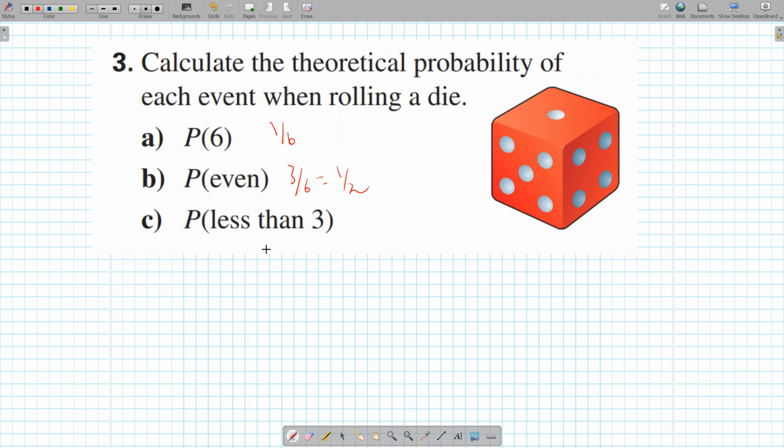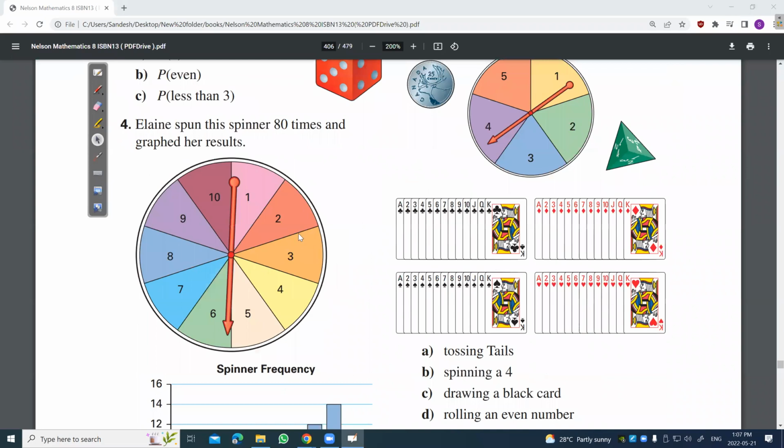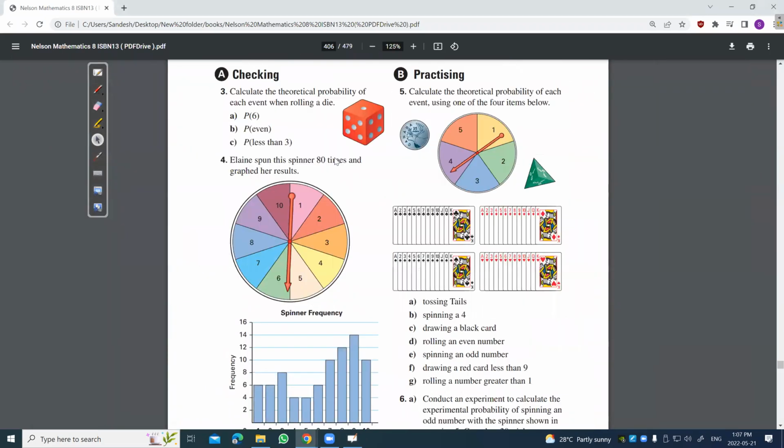The probability of less than 3. Just 2. So 2 out of 6, right? Which is 1 out of 3. So this means you have a 33% chance, or a third of a chance, to get a number that's less than 3, which would be 1 and 2, right? So that was a cube.